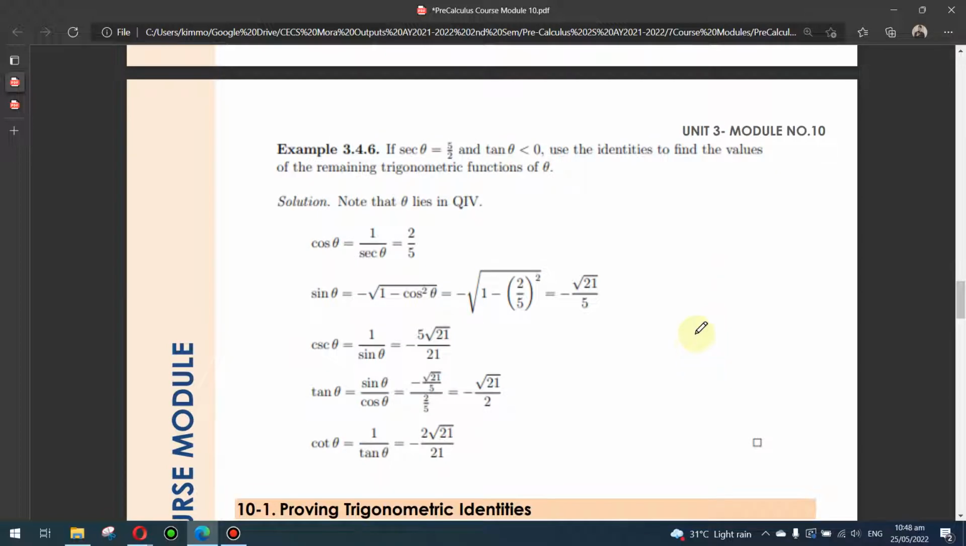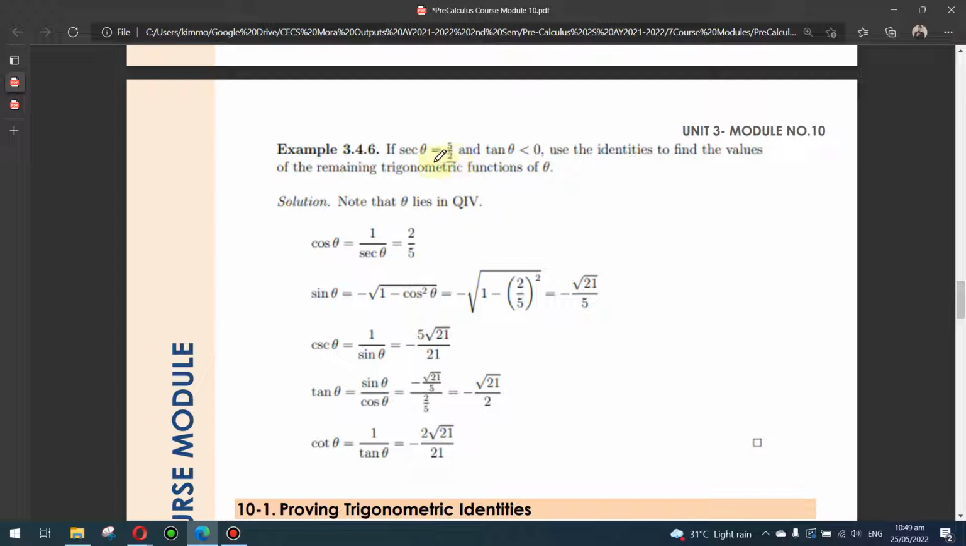So, another example. If secant theta is equal to 5 over 2 and tangent theta is less than 0, meaning our tangent here should have a value of less than 0 or a value of negative, no? Na real number. So, use the identities, no? Katong 11, 8, 9, 10, 11 ka-identities to find the values of the remaining trigonometric functions of the theta. So, note that our theta lies in the fourth quadrant. So, gyud man nato pagkabalo atong theta kay na siya sa fourth quadrant.